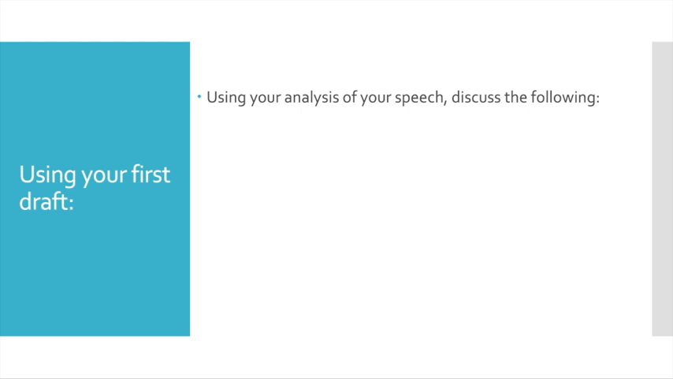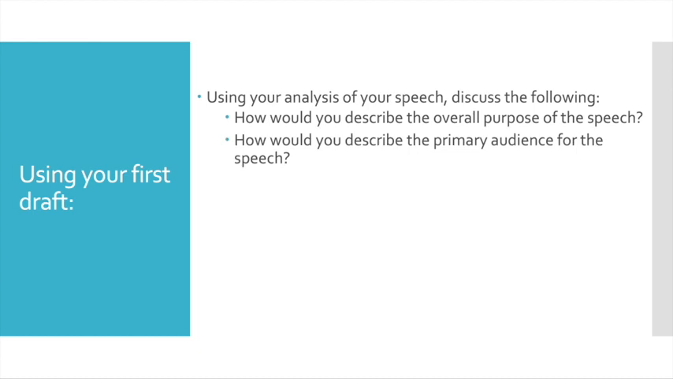So as we get started, I would like for you to pull out your first draft and, if you're doing it digitally or if you've got a paper copy, highlight, underline, annotate the following. The first draft was meant for you to analyze that speech that you chose. So here's what I'd like you to do. Go ahead and highlight and annotate where in your first draft you describe the overall purpose of the speech that you chose. The next thing I would like for you to do is to highlight and annotate where you describe the primary audience of the speech that you chose.